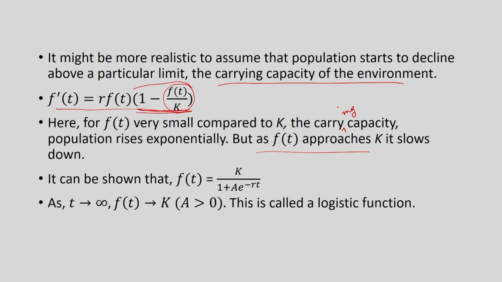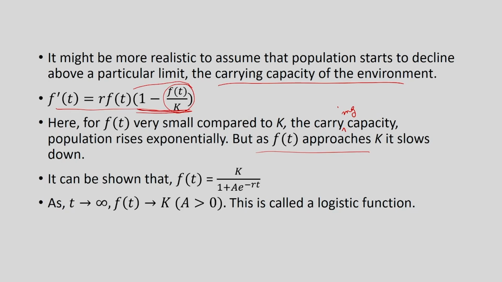So, that is what is meant by this carrying capacity, the idea of carrying capacity capital K. It sets an upper limit. You do not actually have to reach that. Even if you are very close to that carrying capacity, population starts to slow down.